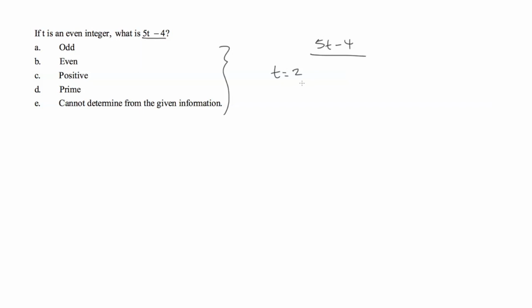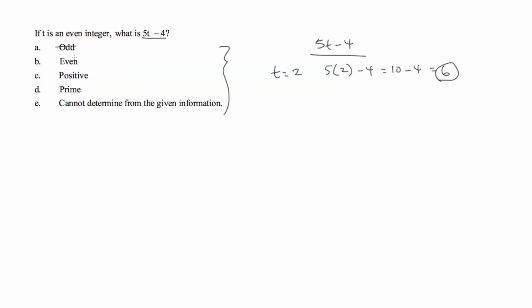So after I choose my value for t, I'm going to plug that into the original equation, 5t minus 4, and see what I get. So 5 times 2 minus 4 is equal to 10 minus 4, which is 6. Now that I do actually have a numerical value, I'm going to compare that with all my answer choices and cross out any of those choices that don't apply.